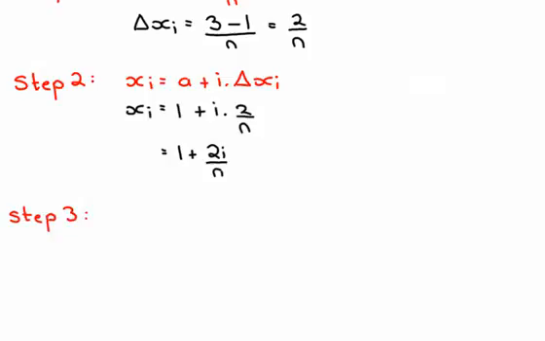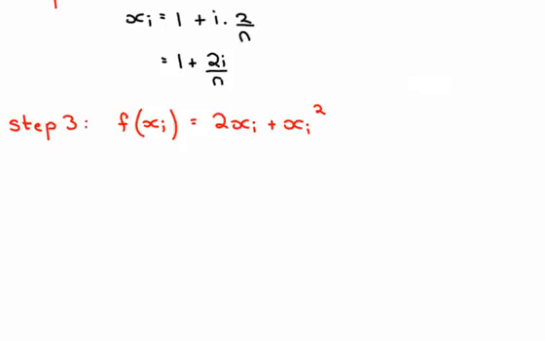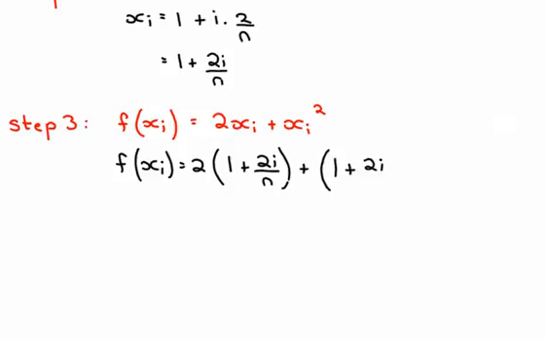Step 3, we want to find the height of our rectangles, which is our f of xi. That is dependent on the formula that we were given, our function. In this case, our function is 2x plus x squared, so it's 2xi plus xi squared. We know that our xi is 1 plus 2i over n, so wherever we see xi, we're going to put 1 plus 2i over n. So f of xi is equal to 2 times (1 plus 2i over n) plus (1 plus 2i over n) squared. Okay, and now we need to simplify that.